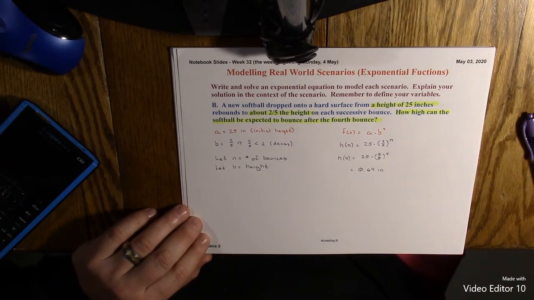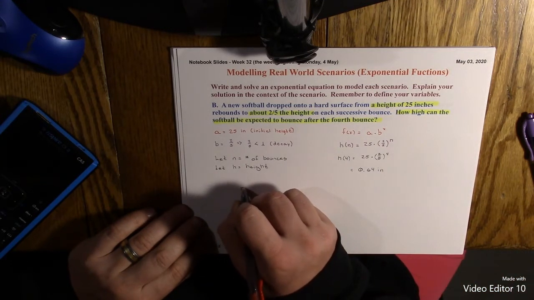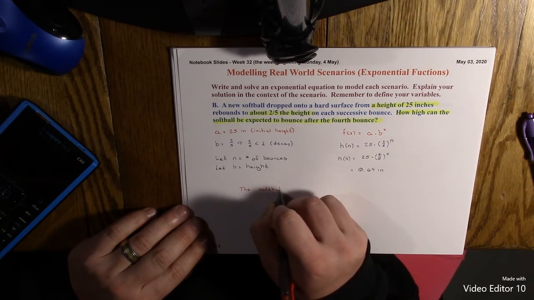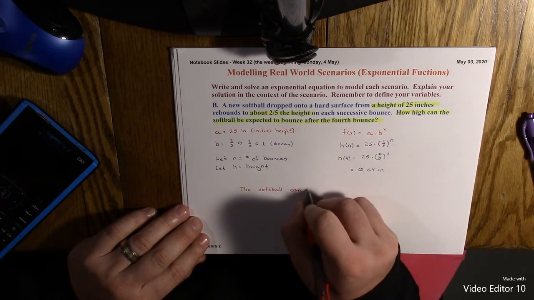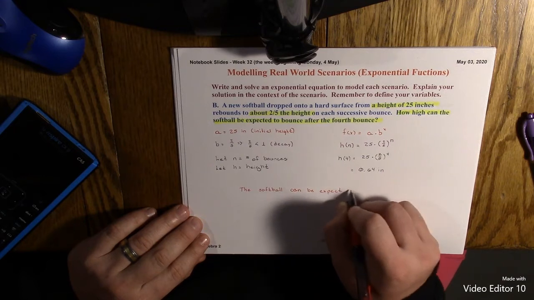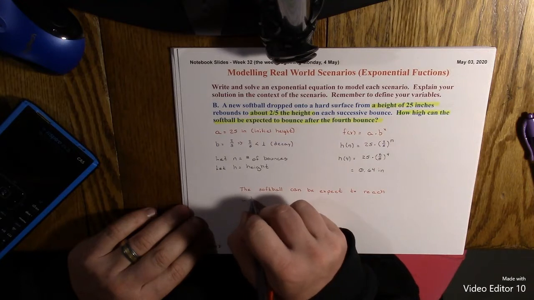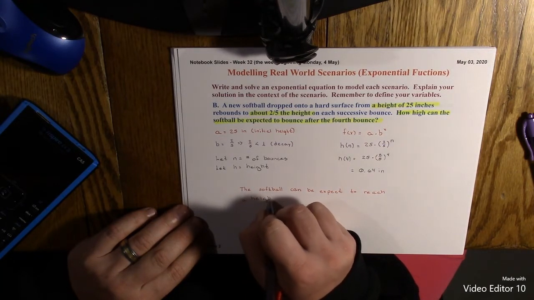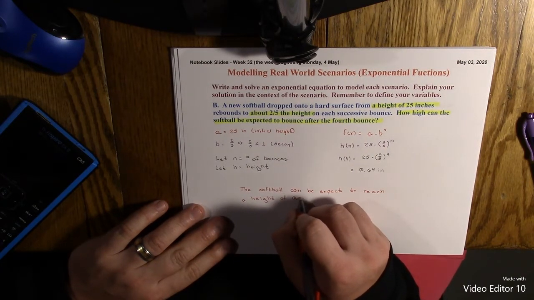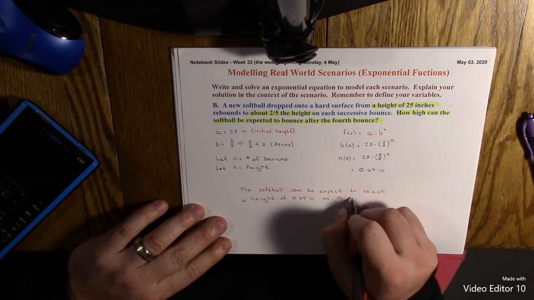So don't forget, we need to answer in context. So the softball can be expected to reach a height of 0.64 inches on the 4th bounce.